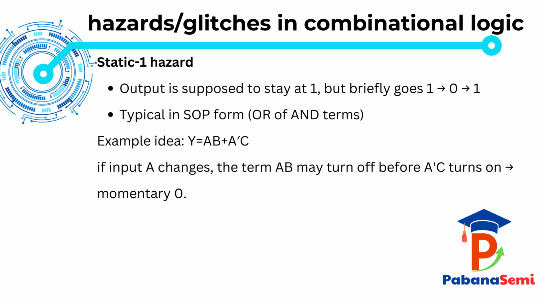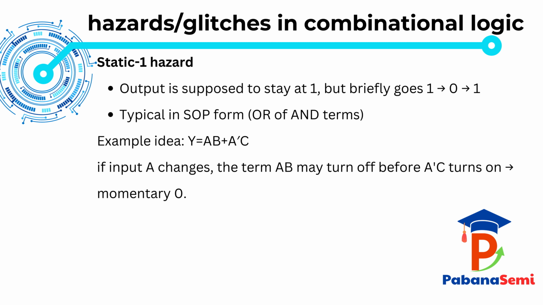Now let's focus on the static 1 hazard. A static 1 hazard happens when the output is supposed to stay at logic 1, but due to unequal delays, it briefly goes 1, 0, 1. This type of hazard is most common in SOP form, that is, an OR of AND terms. Let's use the example shown here, Y equals AB plus A prime C.